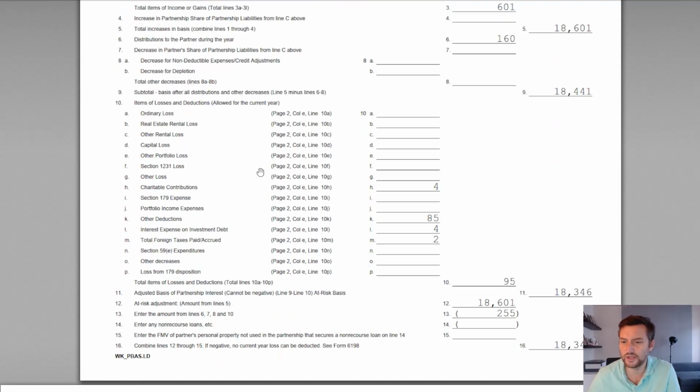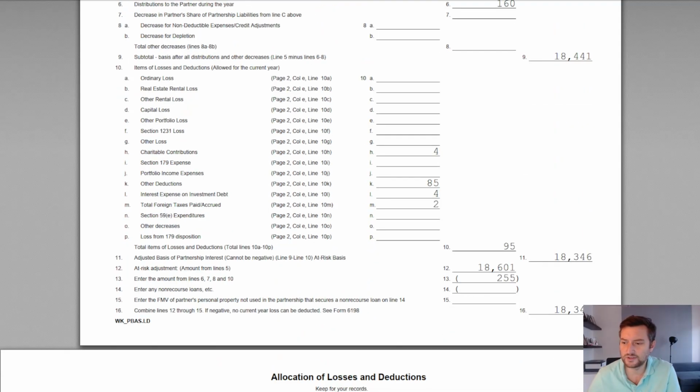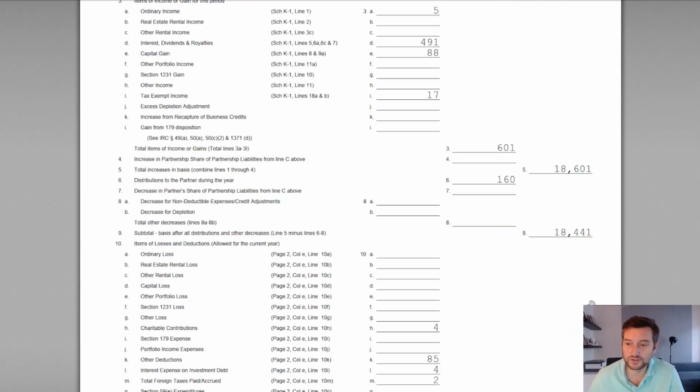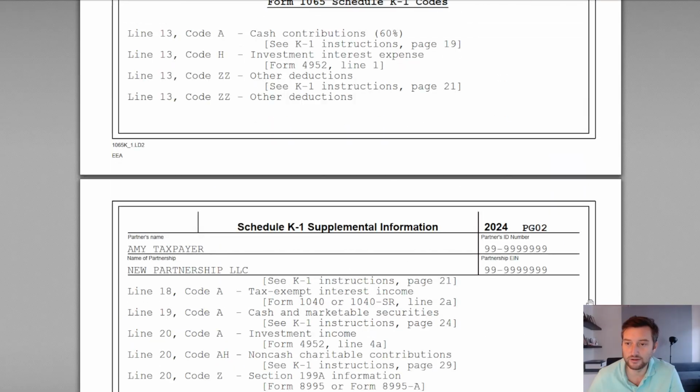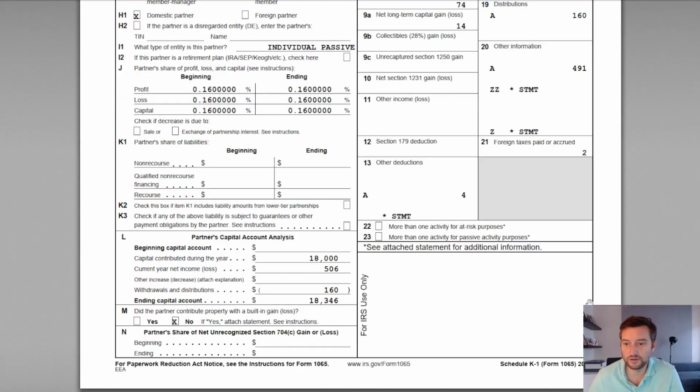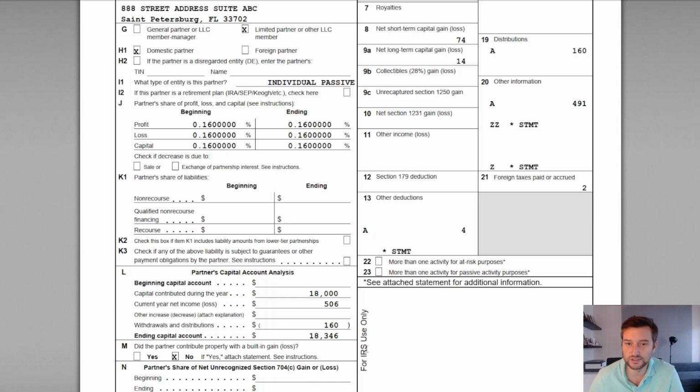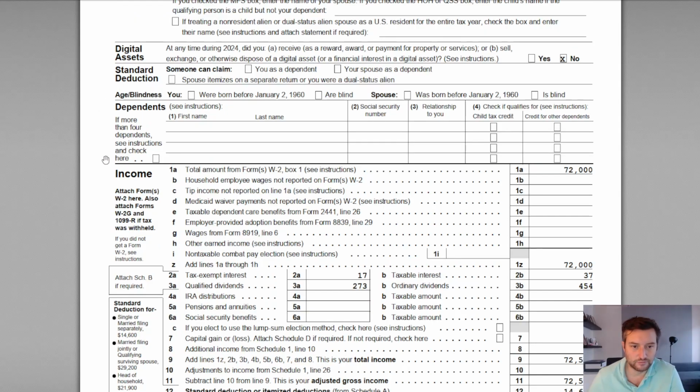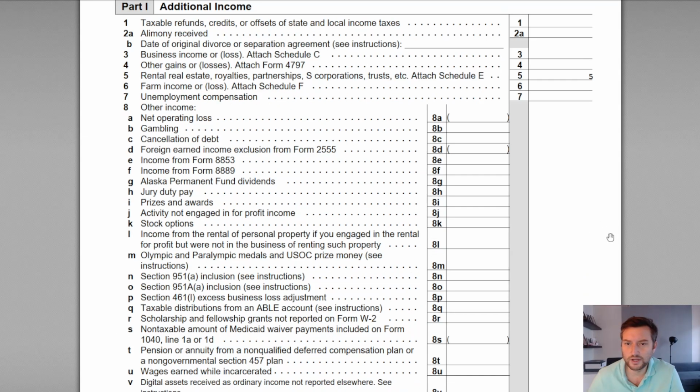So we can see here that the ending basis, 18,346, that reconciles with the Schedule K-1, right? 18,346 reconciles with the box L figure that we saw up here. So there's our 18,346 tax basis capital account. So that all jives kind of well. Let's go back to the return and see if there's any items we need to look at. I don't think so. Okay, so we did the $5.